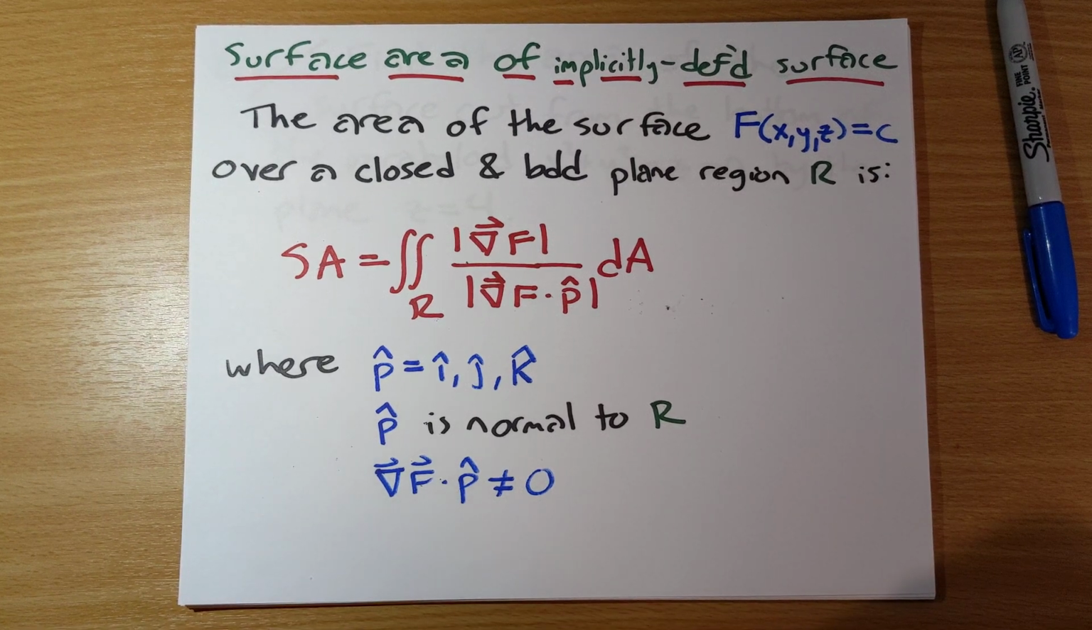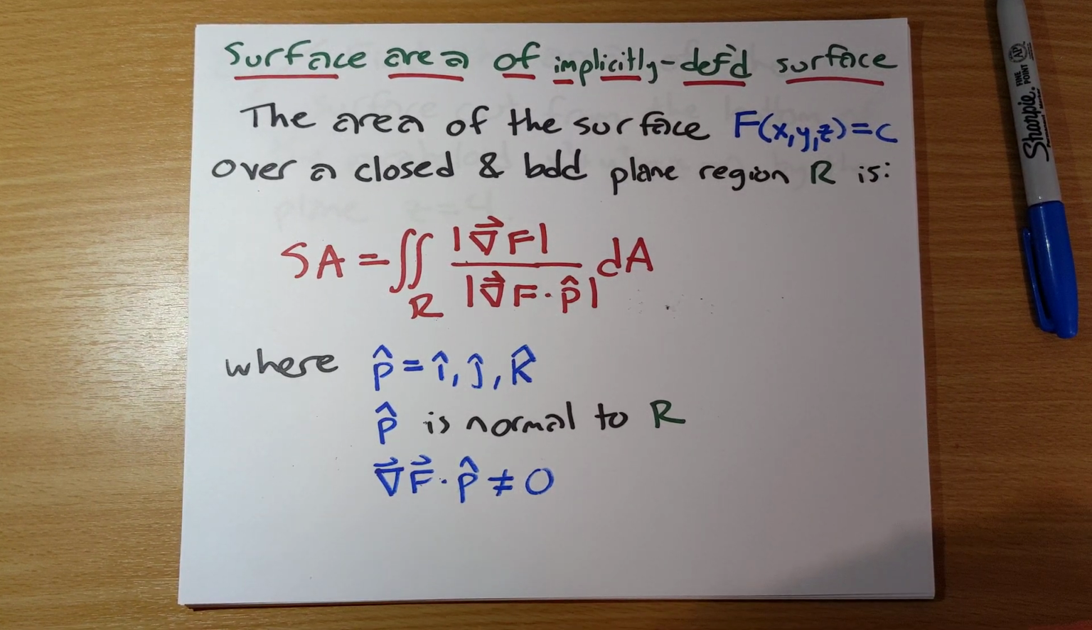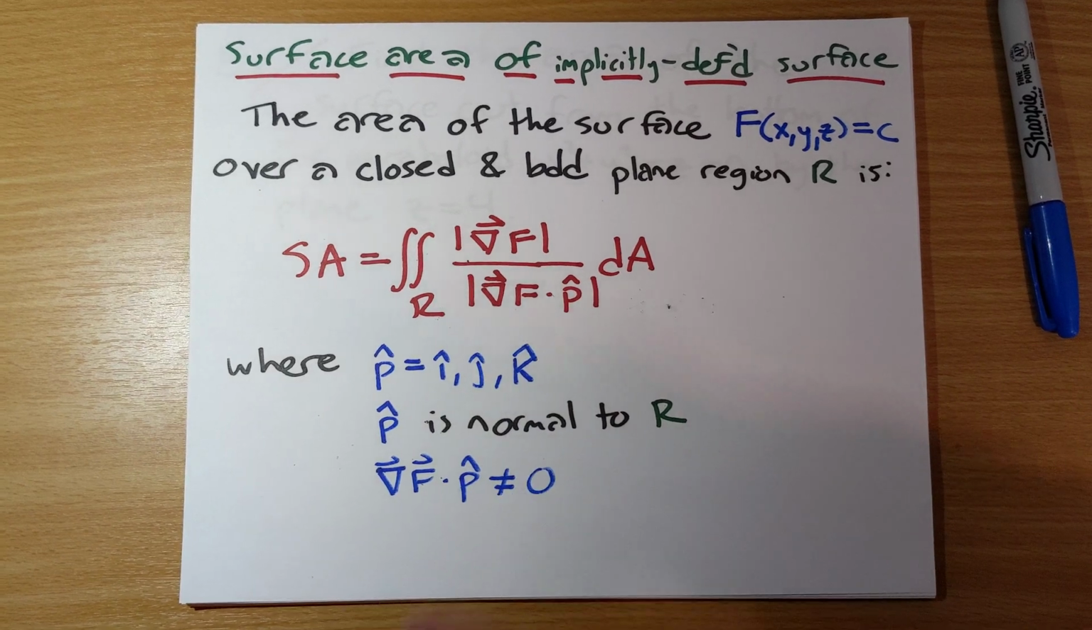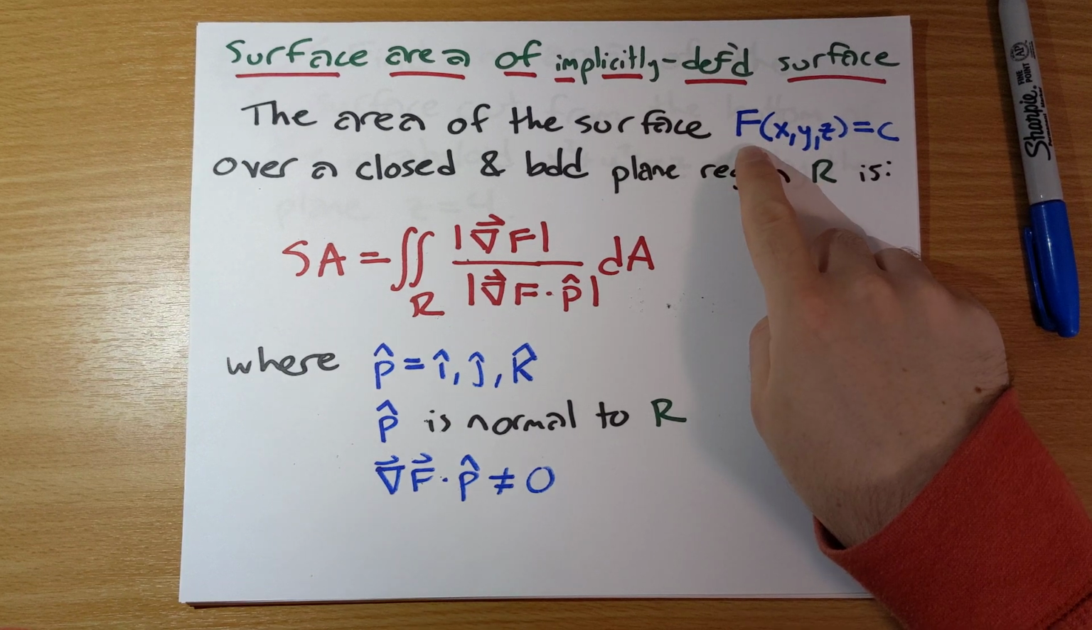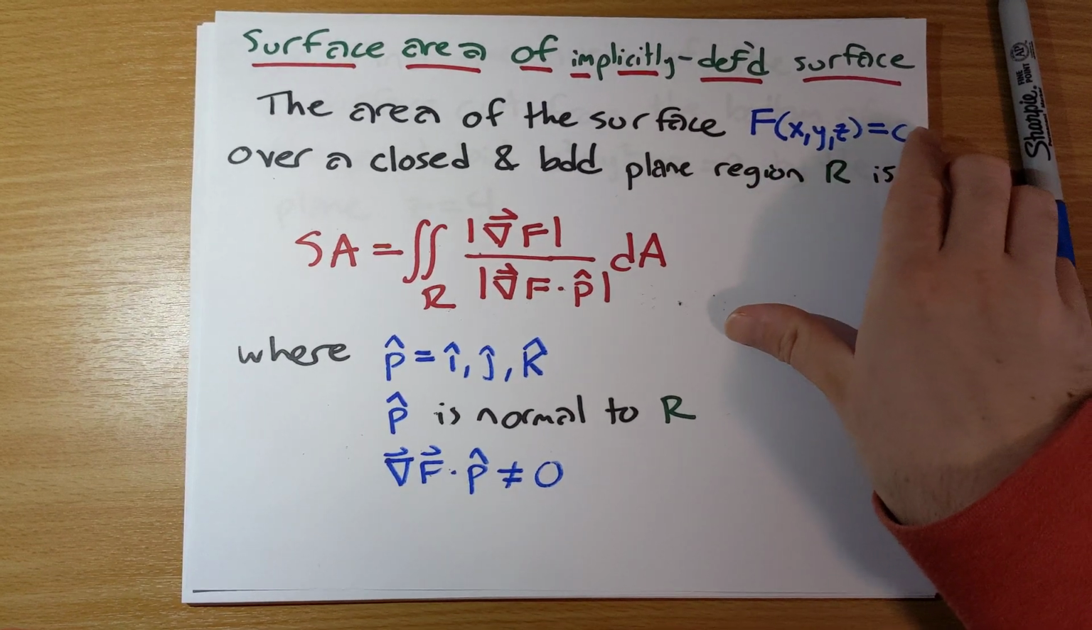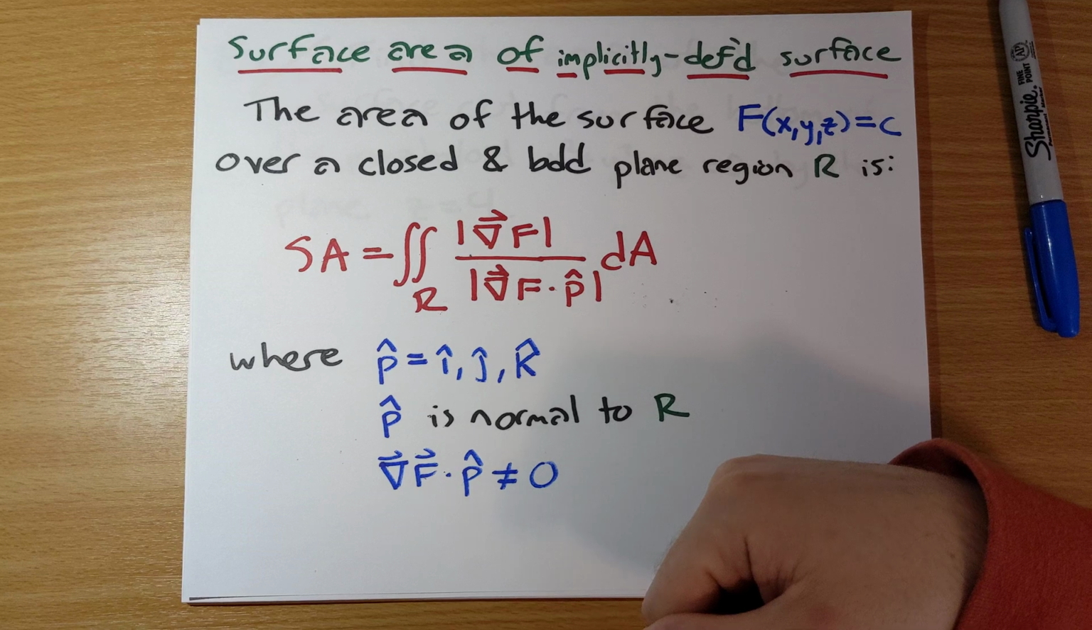Sometimes our surfaces might not have explicit parameterizations. We might not be able to write r of u, v equal to some function of u and v times i hat plus some function of u and v times j hat plus some function of u and v times k hat for functions that we can explicitly write down. Sometimes our surfaces might just be written as f of x, y, z is equal to some constant c.